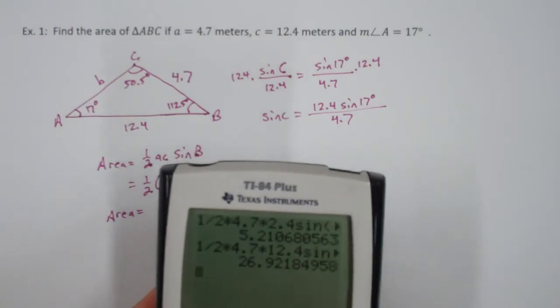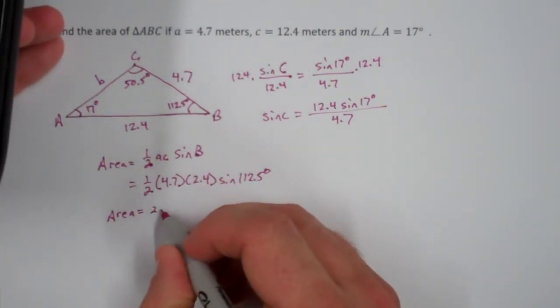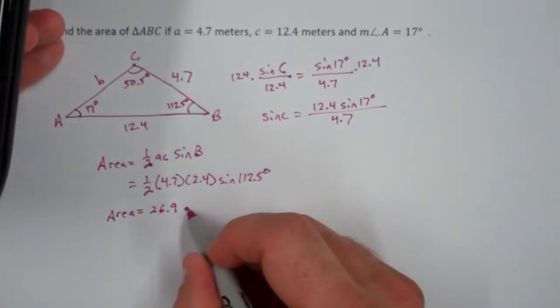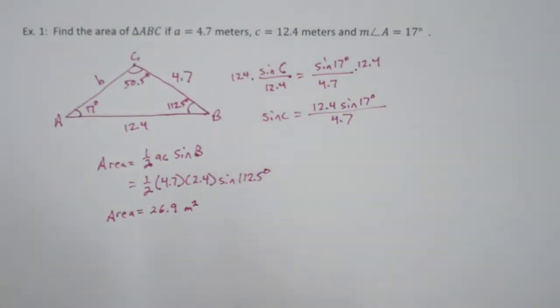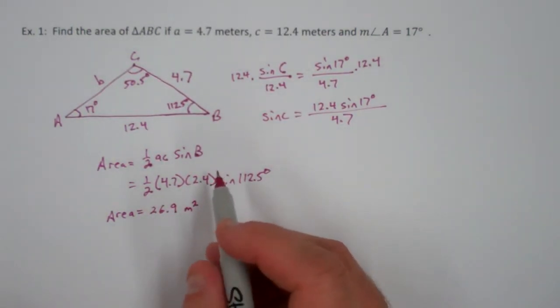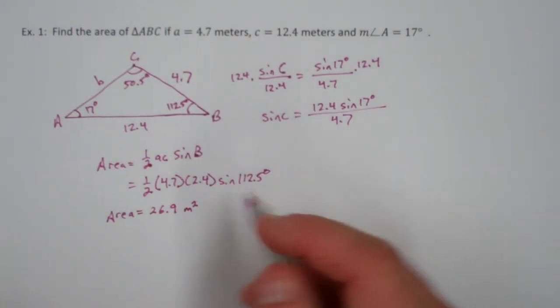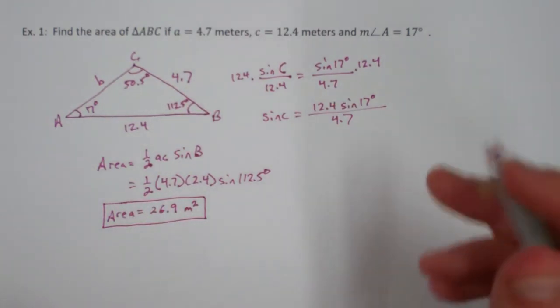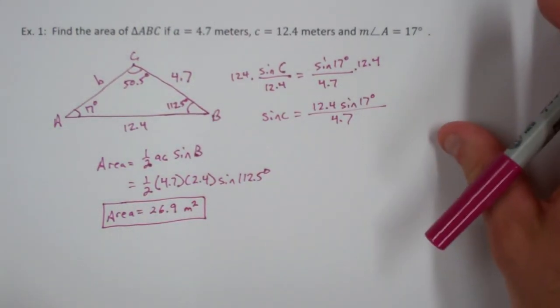And it looks like we're going to be at 26.9. So the area here for this one will be 26.9. We're given meters, so we're going to write meters squared. This makes better sense, I think, in the context of the problem. That's a more appropriate answer. So just be aware that you might make an error in the calculator. Always check the reasonableness of your answer, and that can really help you find those calculator errors, that you might have typed something wrong in, or perhaps a negative sign.